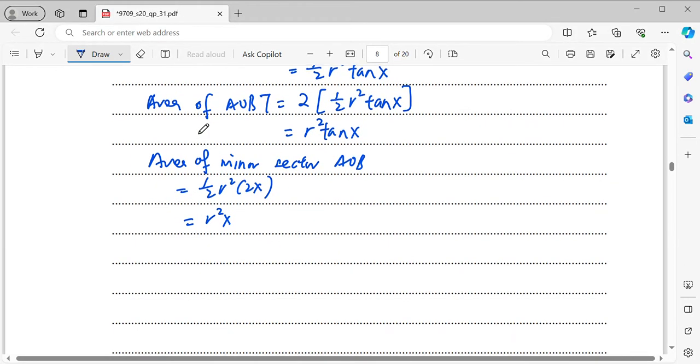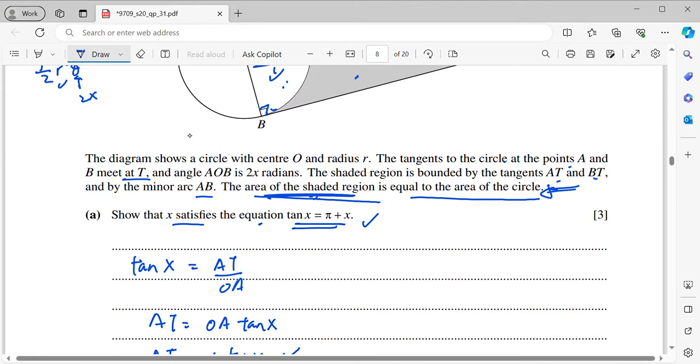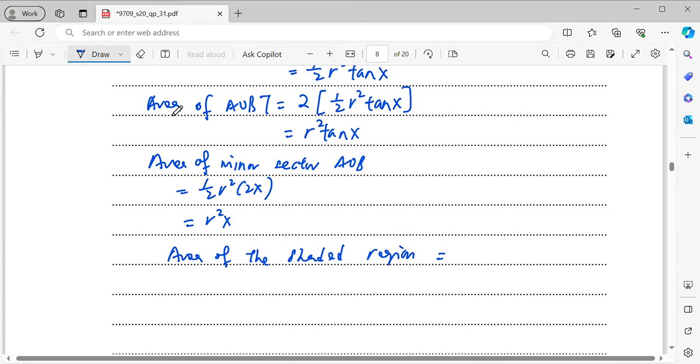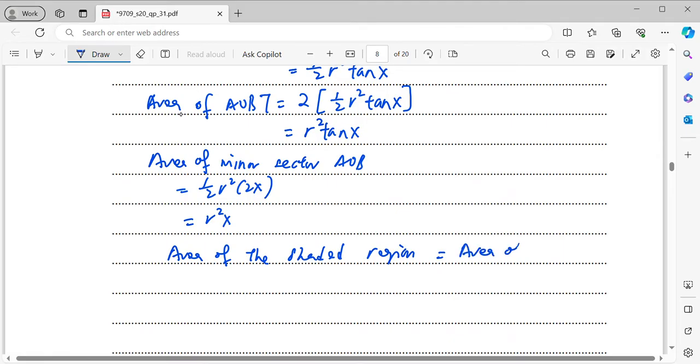So then I will just write area of the shaded region equals to, because it's given in the question here, equals to the area of the circle. So here, area of the circle. That means here is going to be R squared tangent x, which is here, minus R squared x. That equals to area of circle, which is basically pi R squared. So from here, all the R squared can be cancelled off.